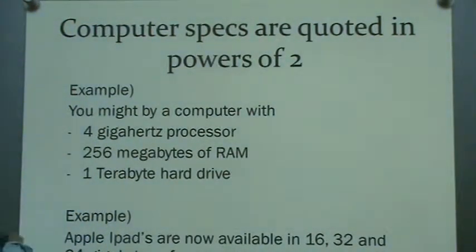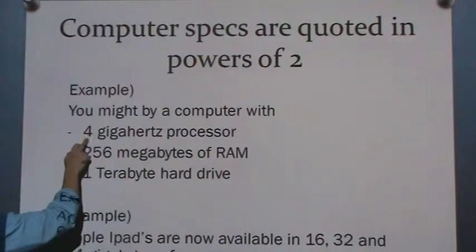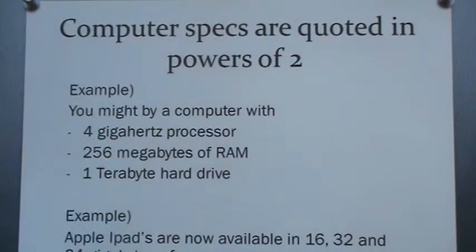And then you can double that, or two of those, or four of those, or eight of those, and so on. 8, 16, 32, 64, 128, 256, 512. Those are the common numbers you'll hear. And the reason is because they're all powers of two.